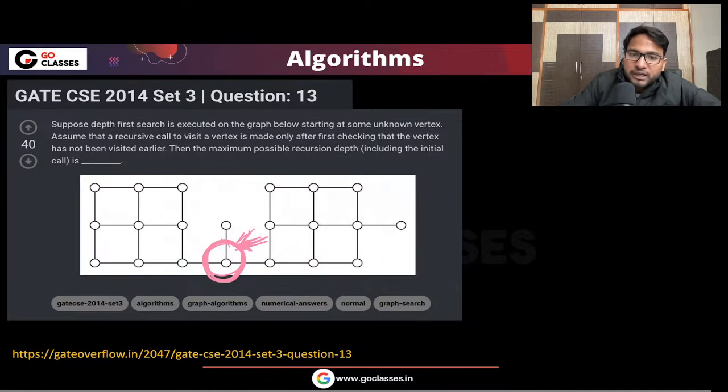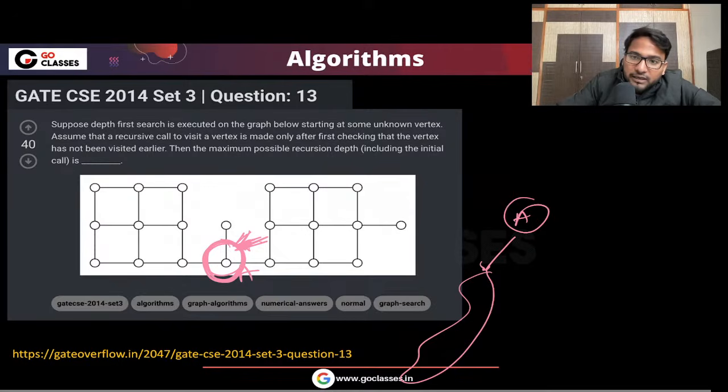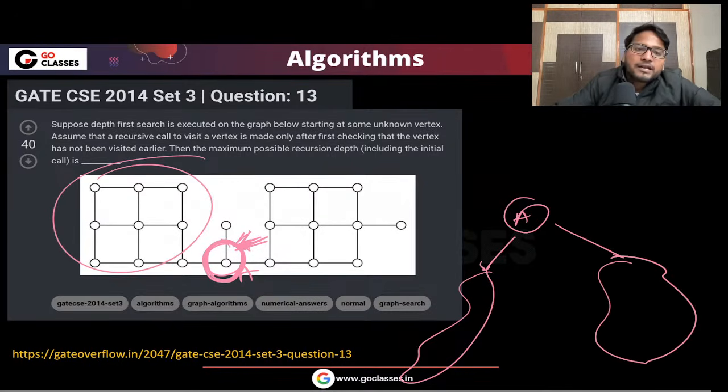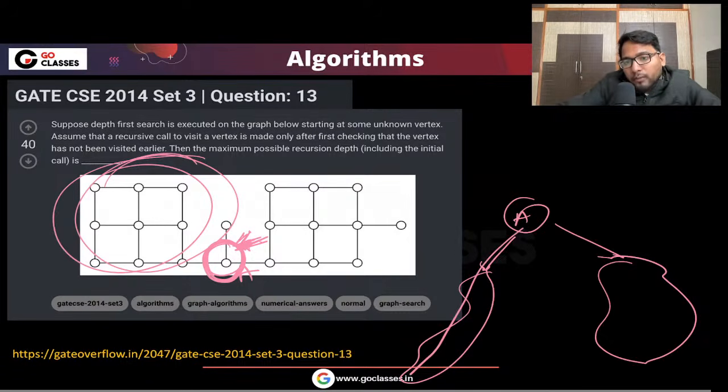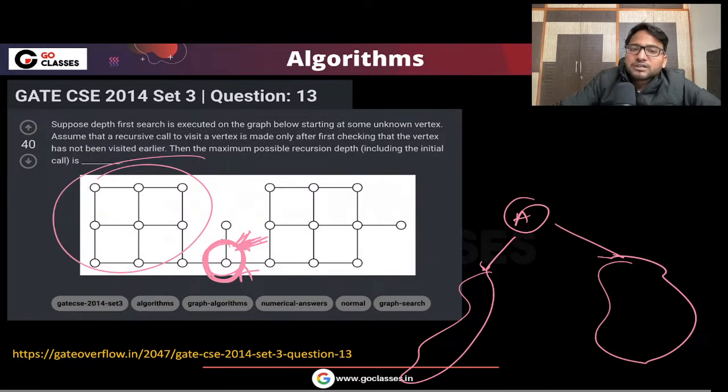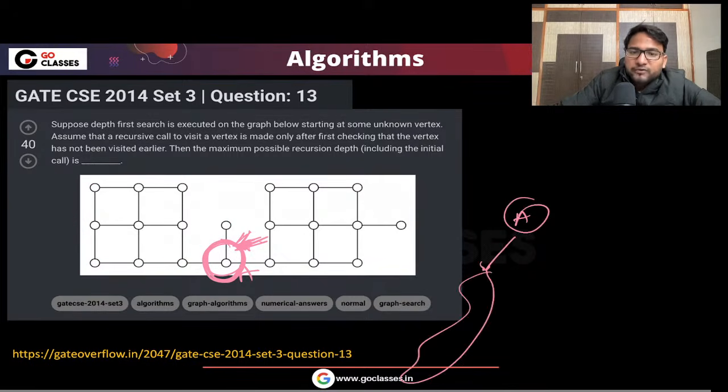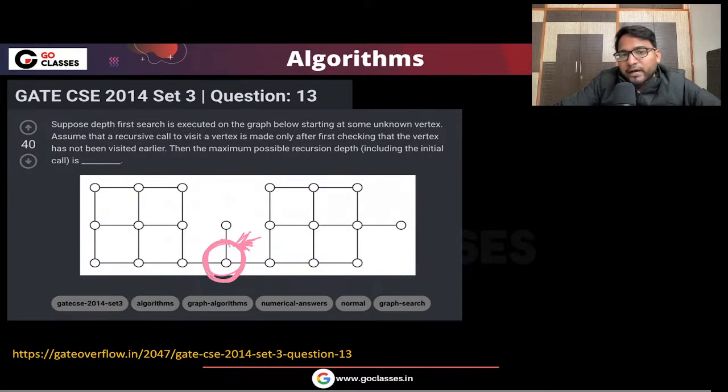Let's suppose this is A. Then you will go to all of this, and you will be writing this as a different subtree. It will not lead to the maximum, because you will not be continuing on the one branch if you're starting from the cut vertex. The cut vertex is not a good idea to start with. So definitely a good idea is to start with either this end or this end.